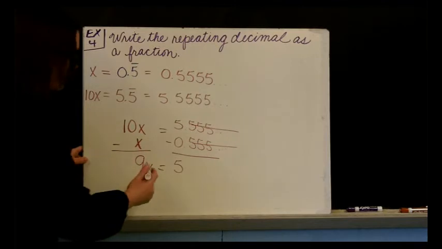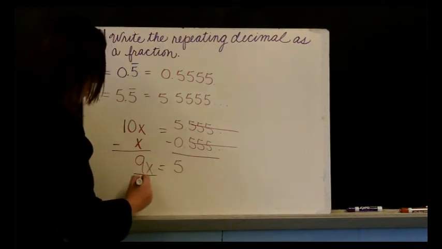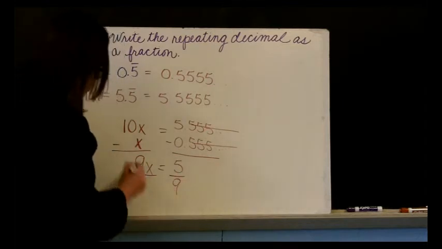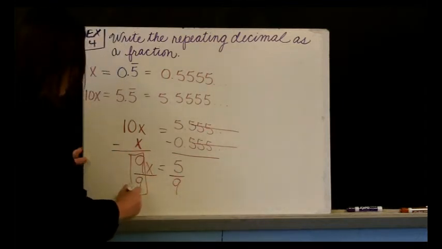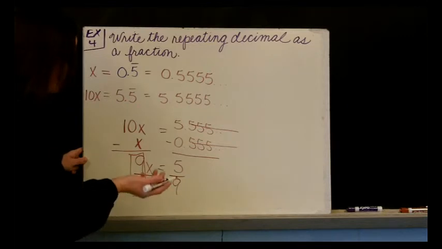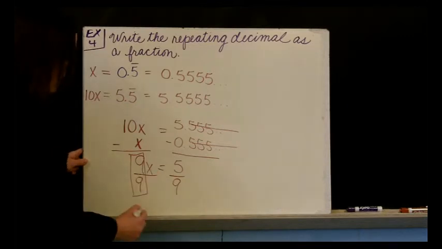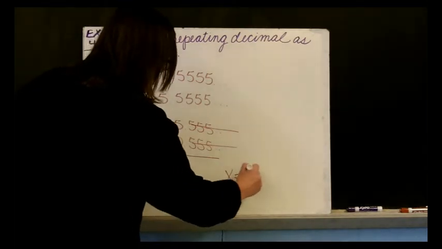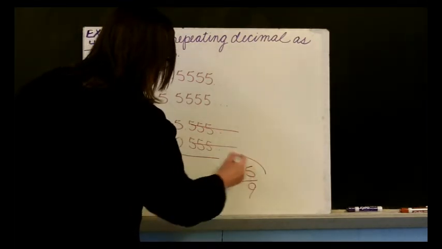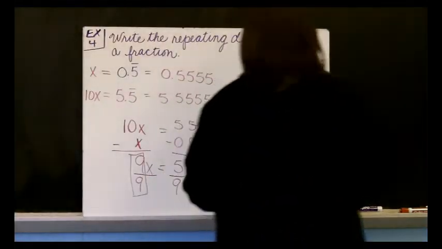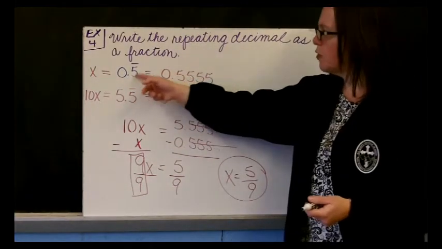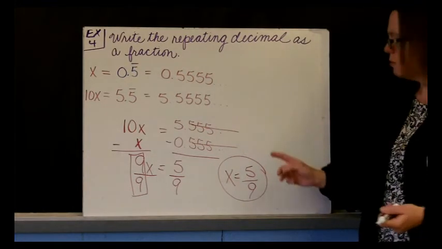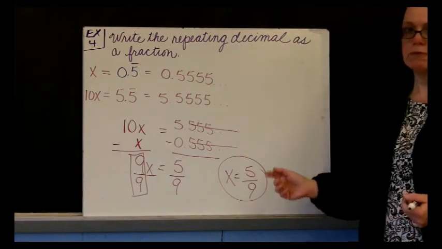And this is a very simple one-step equation. We'll divide both sides by the coefficient 9. Here we have x isolated. It has the coefficient of 1. And we have determined that x is 5/9. Our original x is 0.5 repeated. Our fraction form of that repeated decimal is 5/9.